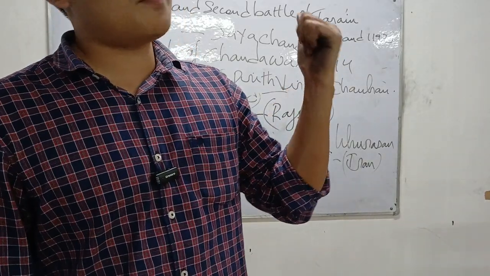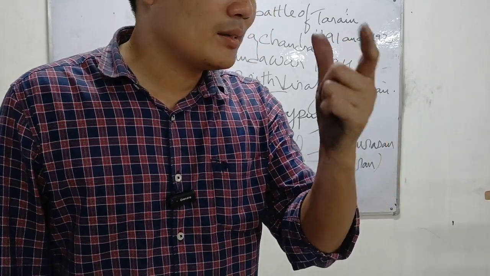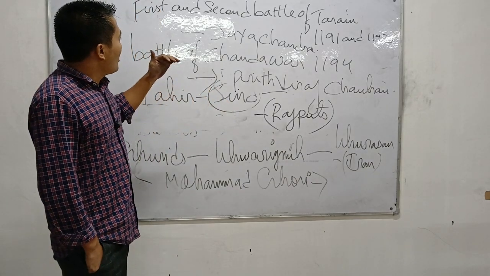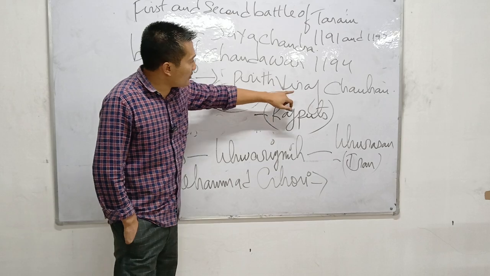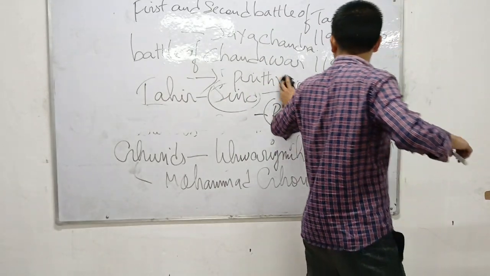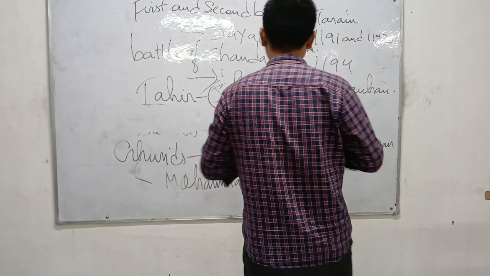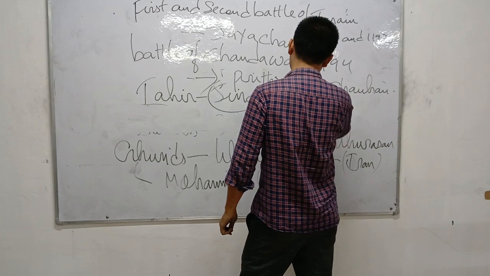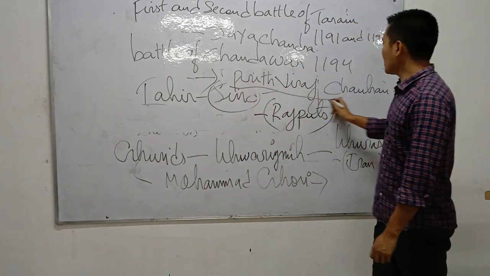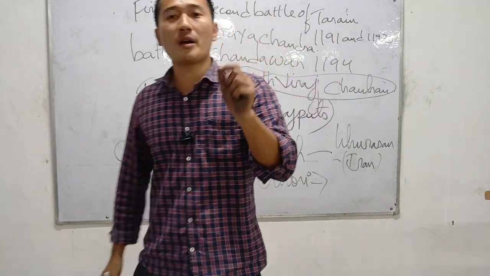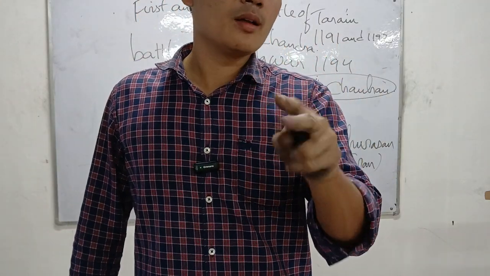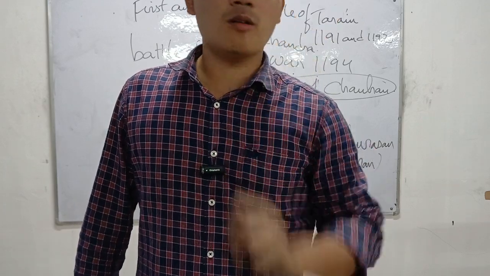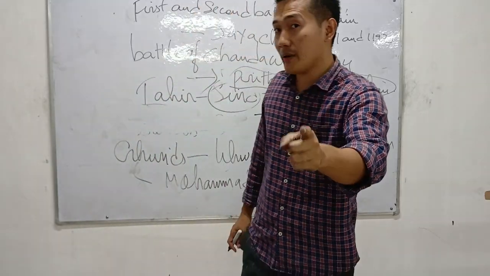Remember, Tarain is in present-day Haryana. Prithviraj Chauhan is the Rajput king who will fight with Muhammad Gauri in two important battles. First battle of Tarain, second battle of Tarain: 1191 and 1192. Please remember my point: two important battles were fought in the same place in Haryana.